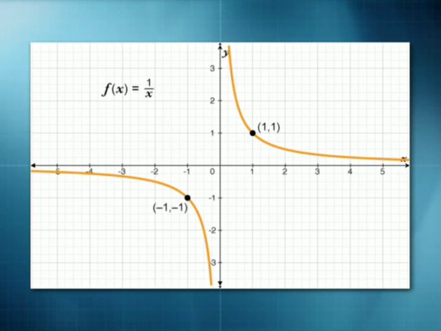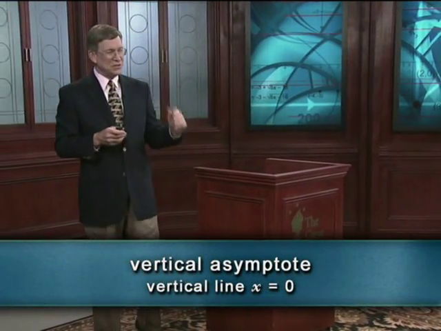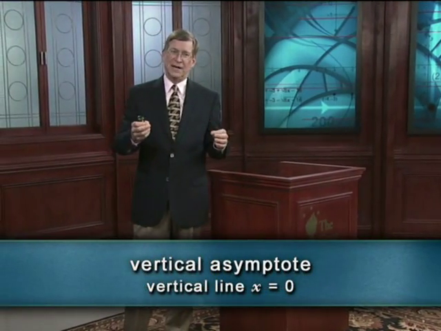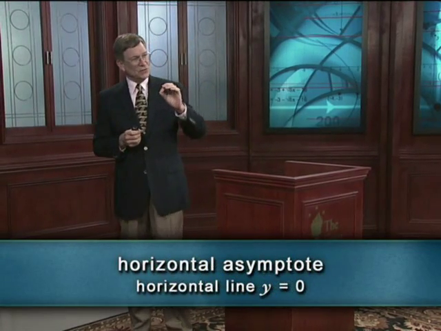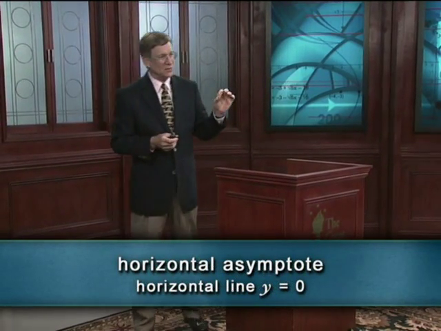It has some very interesting features, I think. First of all, the y-axis, x equals 0, is a vertical asymptote. And the x-axis is a horizontal asymptote. And you also see that this is an odd function. It's symmetric about the origin. So again, x equals 0 is called a vertical asymptote, and y equals 0 is called a horizontal asymptote.